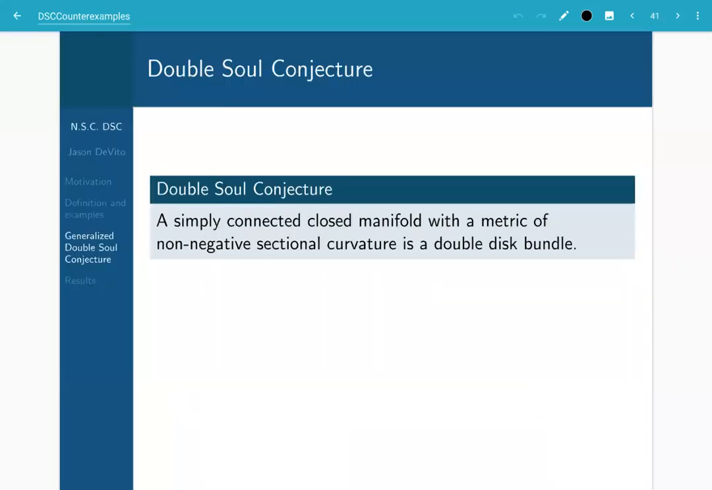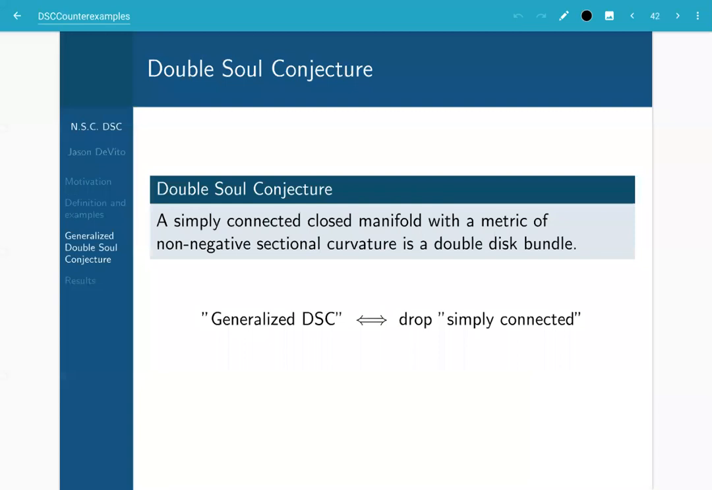So I want to return to the double soul conjecture. We've already had this on the board. It asserts that a simply connected closed manifold with a metric of non-negative sectional curvature should be a double disk bundle. And we now know what double disk bundle means. And before I ask the question, I want to mention, when I talk about a generalized double soul conjecture, which is really the theme of this talk, we're going to drop the assumption that the manifold be simply connected.